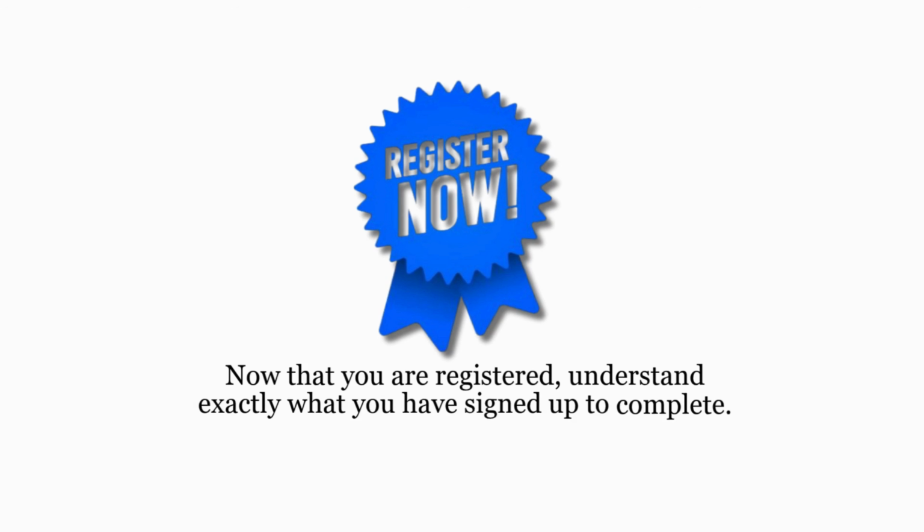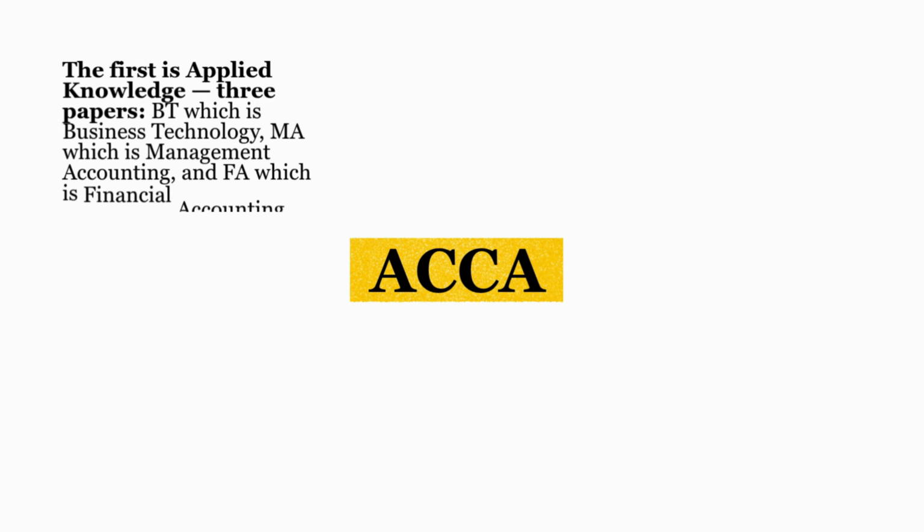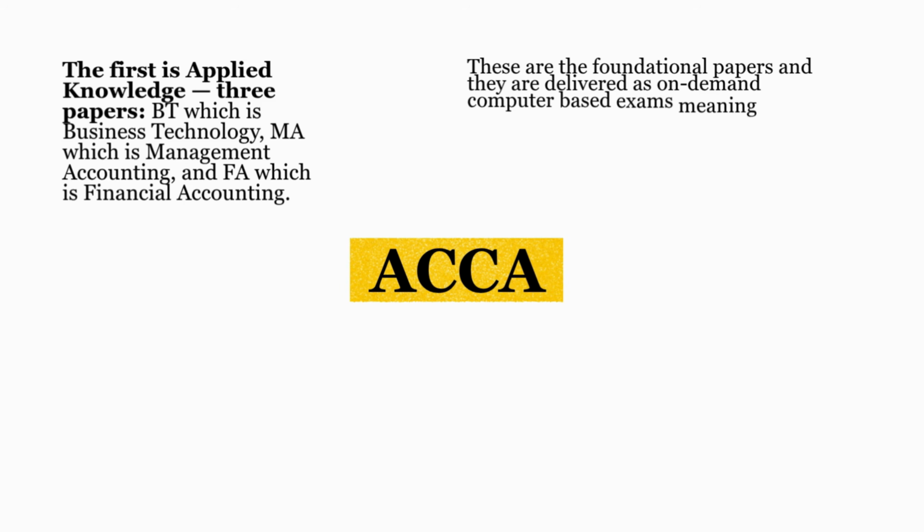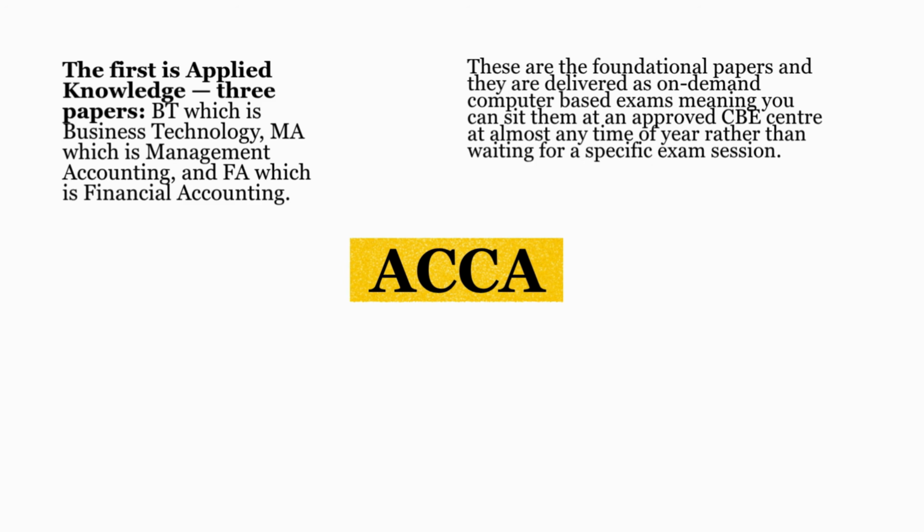Step 3. Understand the qualification structure. Now that you are registered, understand exactly what you have signed up to complete. ACCA has 3 levels. The first is Applied Knowledge, 3 papers, BT which is Business Technology, MA which is Management Accounting, and FA which is Financial Accounting. These are the foundational papers, and they are delivered as on-demand computer-based exams, meaning you can sit them at an approved CBE center at almost any time of year rather than waiting for a specific exam session.